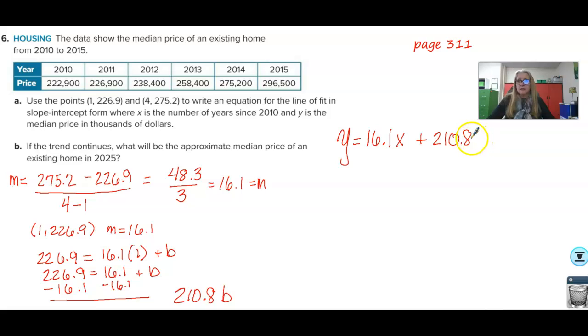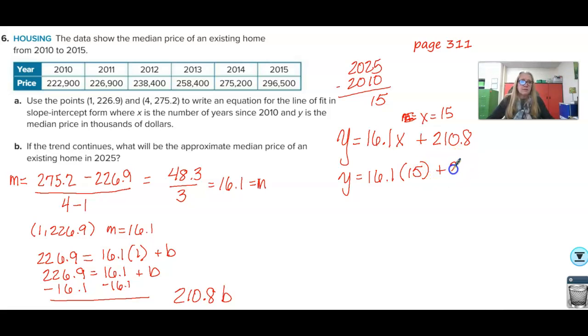All right, so that's what we did. That was A. Now B, if the trend continues, what will the approximate median price of an existing home be in 2025? Well, remember, x is the number of years since 2010. So 2025 is how many years from 2010? We're talking 15 years. Okay, so they're saying let x equal 15. So that will give us y equals 16.1 times 15 plus 210.8.